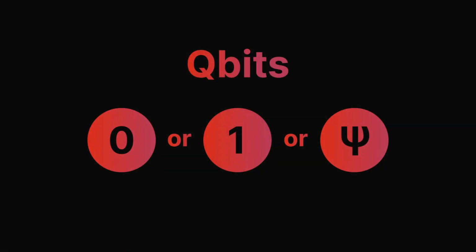And this quantum property of superposition is what differentiates bits from qubits. Bits can be in a state of 0 or 1, while quantum bits or qubits can be in a state of 0, 1 or superposition, which is the key over here. It's what makes these qubits so much more powerful than classical bits.